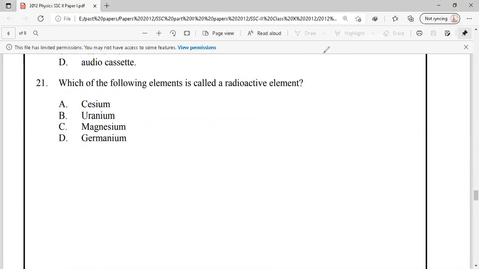Then we have question number 21. That is a very simple question, which of the following is a radioactive element. I have studied in the last chapter that uranium 92, 235 and 236 is an element whose atomic number is greater than 82, so it is an unstable nucleus and it emits alpha, beta and gamma radiation. So option B is its right answer.